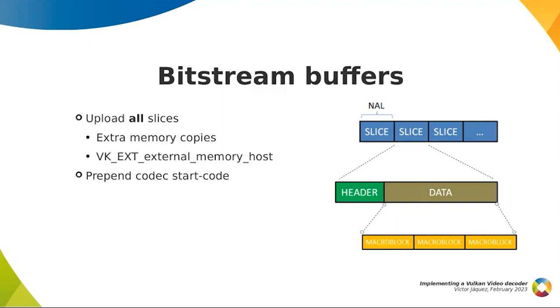FFmpeg solved that issue using the external memory host extension. So basically, they are just doing one memory copy to the host. But in our case, we had to copy the slice and keep it around until we push the whole frame. And another strange issue with Vulkan Video is that each slice must be prefixed with the slice start code, that is, 001. FFmpeg and GStreamer, for each slice, just deliver the slice. They don't prefix the start code. So we have to manually add the start code before pushing all the slices. Each slice has to be prefixed. That's something that is not needed by other hardware accelerated processors.